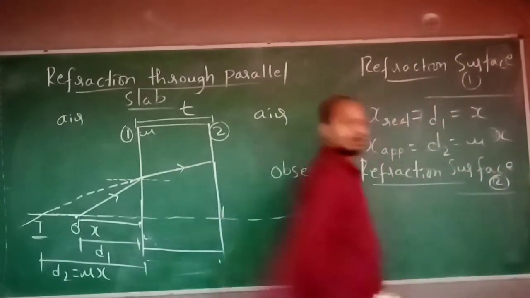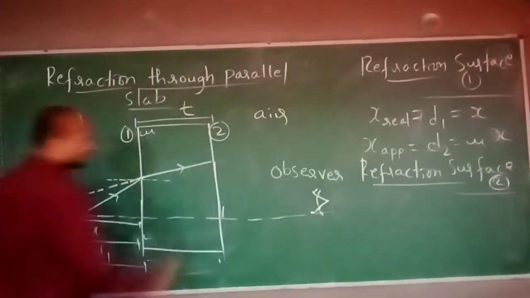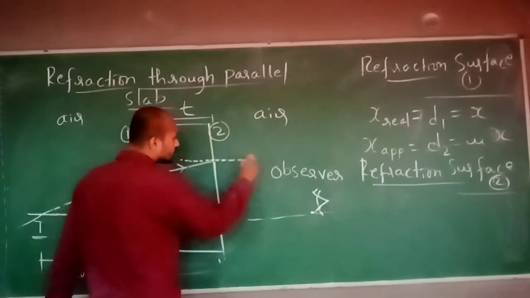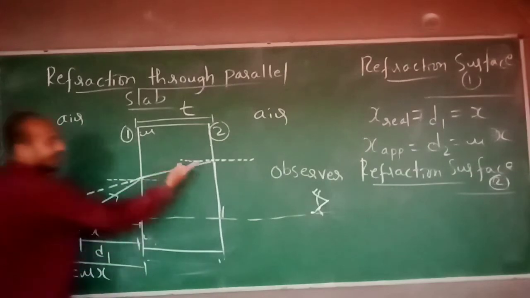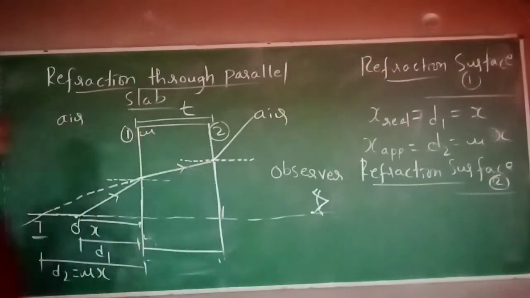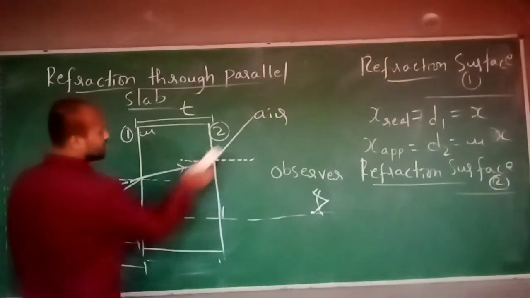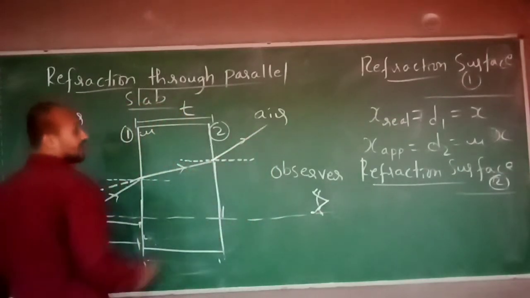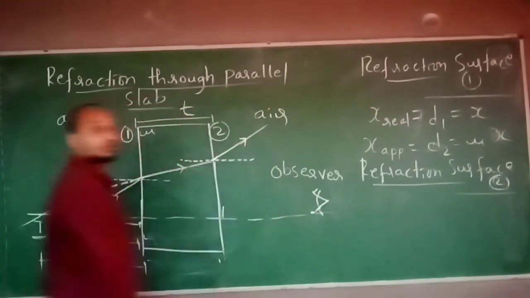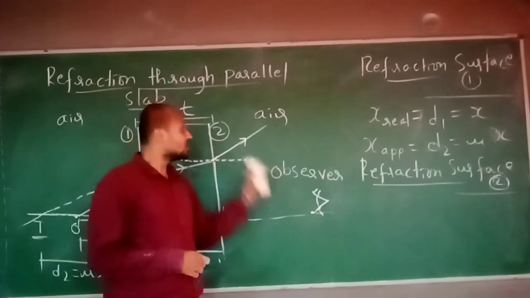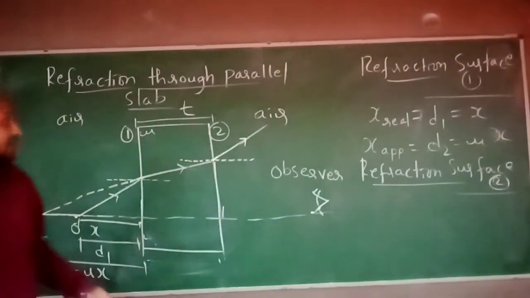If you are talking about refraction through the second surface, see here. If I draw one normal line again, the ray is traveling from the denser medium to the rarer medium. It is going to bend away from the normal. Now this ray is reaching the observer's eye. Of course the observer is here, but if this ray reaches the observer's eye, then he can see the object.